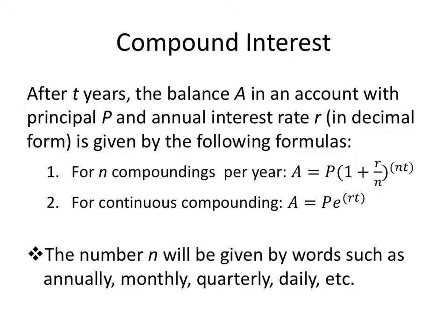Let's start with compound interest. After t years, the balance A in an account with principal P and annual interest rate r in decimal form is always given by the following formulas. A equals P times (1 plus r over n) to the power of nt. And for continuous compounding, as n gets larger and larger, so more and more compoundings per year, this becomes the equation A equals P e to the (rt). I put in the parentheses to remind yourself, if something's going on in the exponent, put parentheses around it so your calculator knows there's something going on in the exponent.